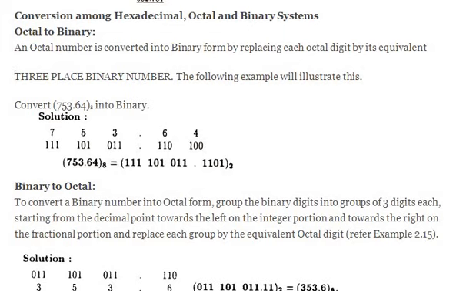Octal to binary. Octal is base 8. That is the reason why each and every digit is converted into 3 digits in binary notation.